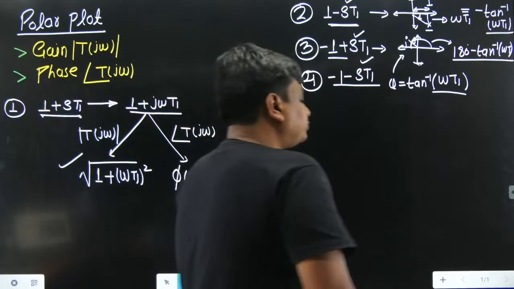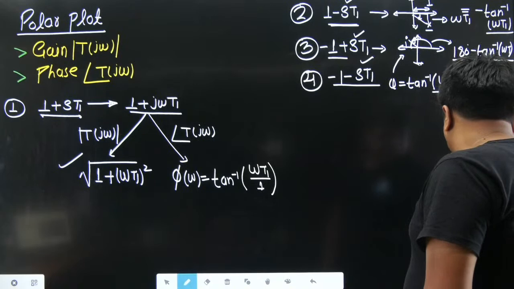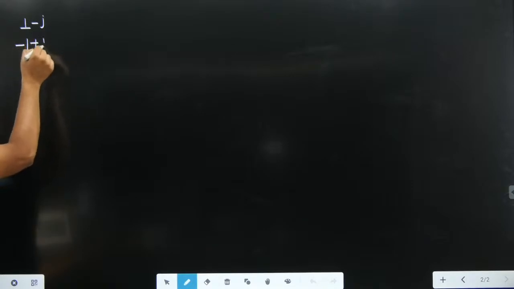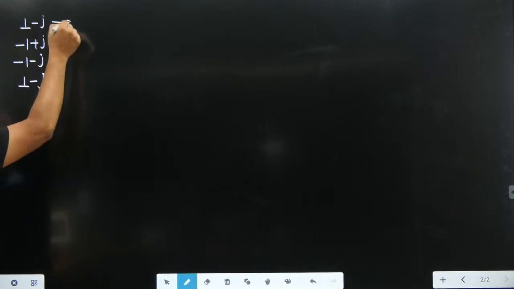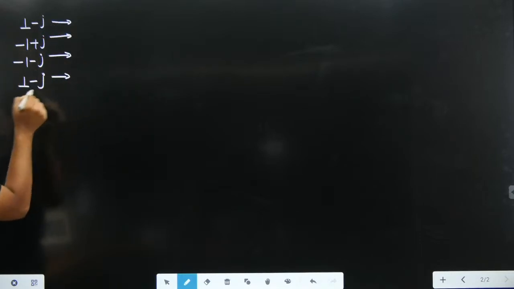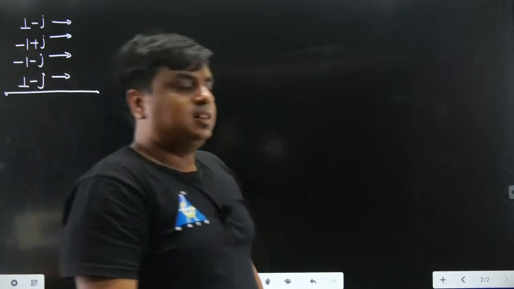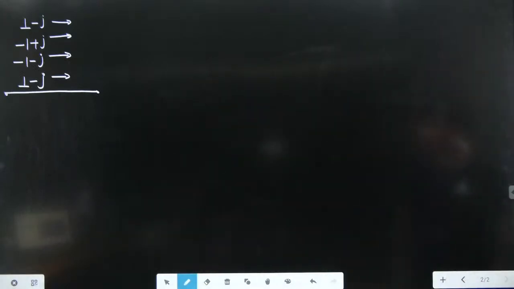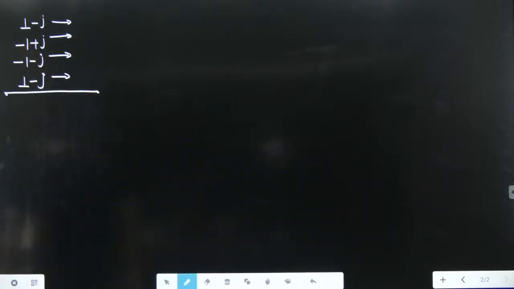Let me do one thing. Let me take a few very basic problems, and we will try to learn, or I will try to judge how far you are able to digest the complete concept. Tell me how much angle it would have: 1 minus j, minus 1 plus j, minus 1 minus j, 1 minus j. Tell me the magnitude of each individual complex number and how much phase is provided by each individual complex number. I would like to have input from each one of you.